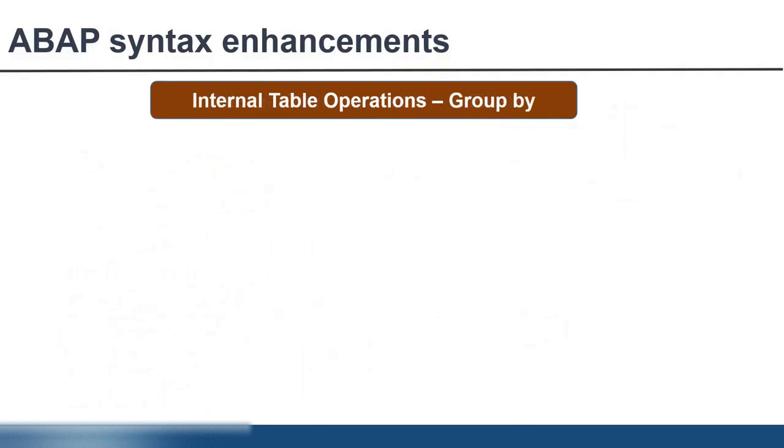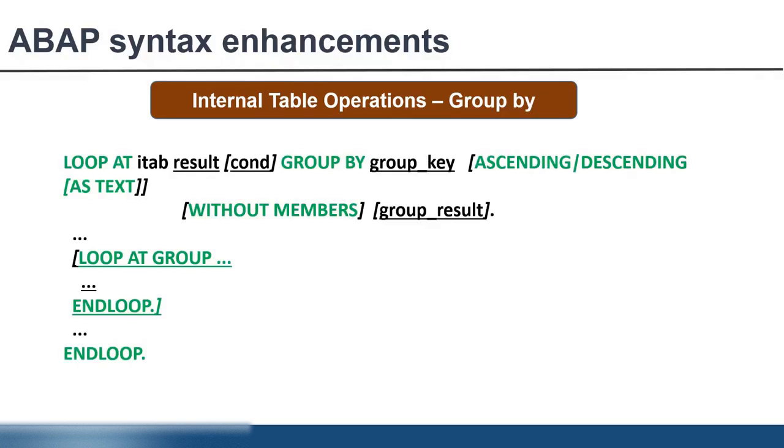Group by statement. This is a variant of the statement LOOP AT. It groups the rows of the internal table and executes a loop across the groups. Check the syntax given on the screen. Here, result holds the work area. In the condition, you can specify the where condition, just like the old way.